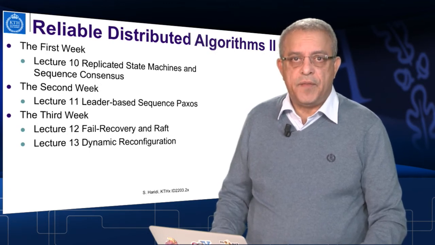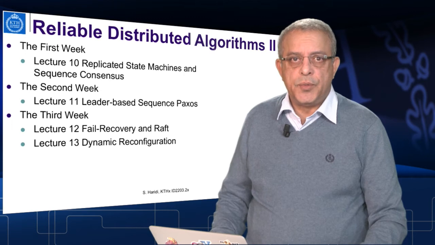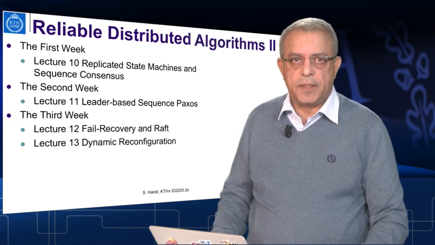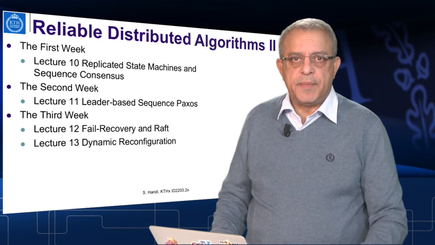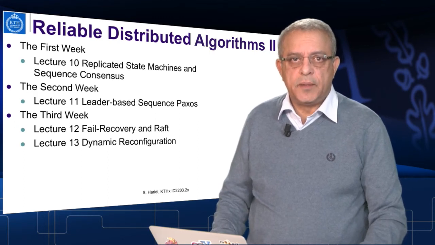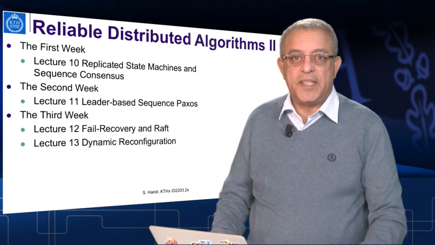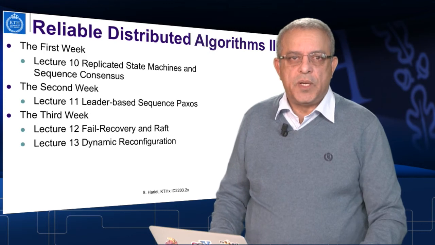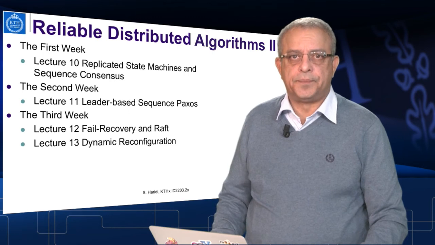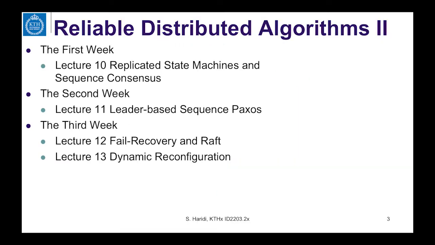Our goal is to get a very efficient algorithm that is used to implement replicated state machines. This algorithm is based on a leader that controls the order of the sequence of commands, but we need to design a new leader election algorithm that is suitable for leader-based sequence Paxos. We call this leader election algorithm the Ballot leader election. The first week ends with a programming assignment on the Ballot-based leader election algorithm.